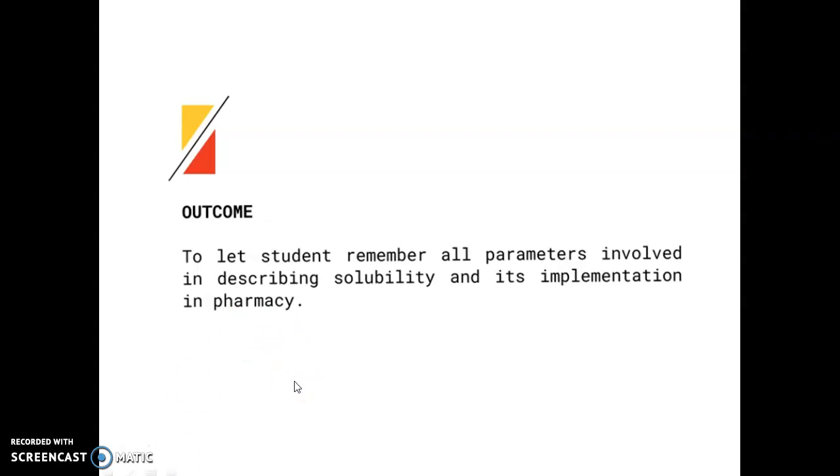By the end of this revision, the student will remember all the parameters involved in describing solubility and its implementation in the pharmacy. So the student at the end will be implementing the solubility parameters or the information related to solubility.